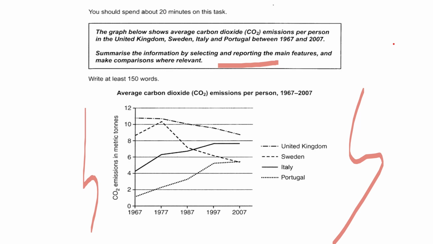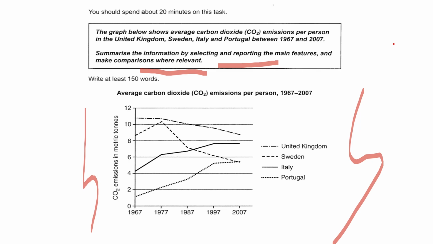And finally, make comparisons where relevant. It means that you need to make comparisons where it is really important. If it's not important to make comparisons, you should not make or show comparisons in your writing, because that will interfere with this instruction and as a result you will get a lower score.